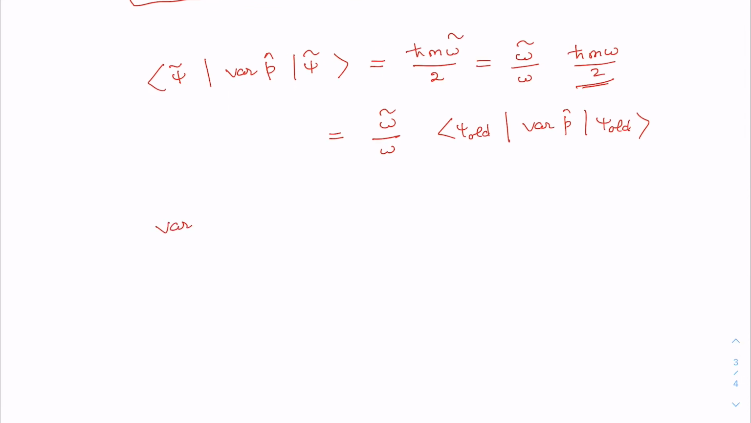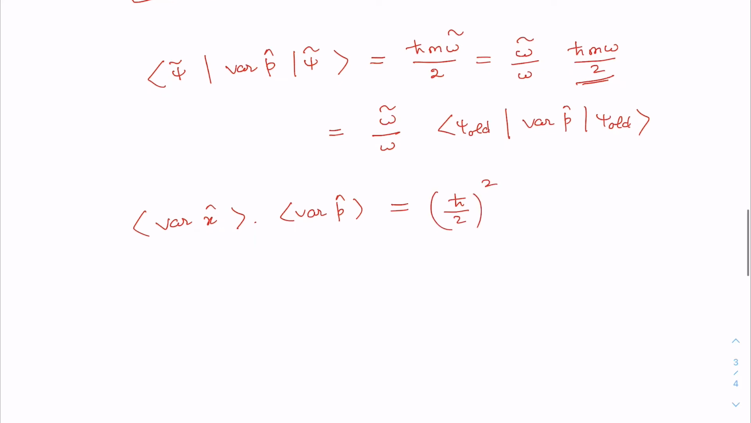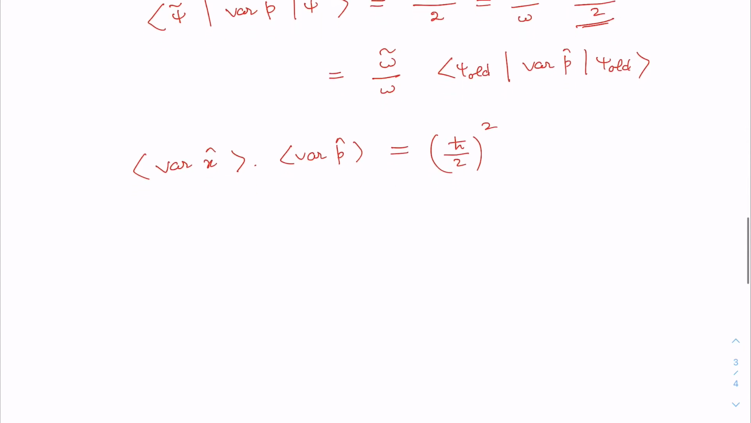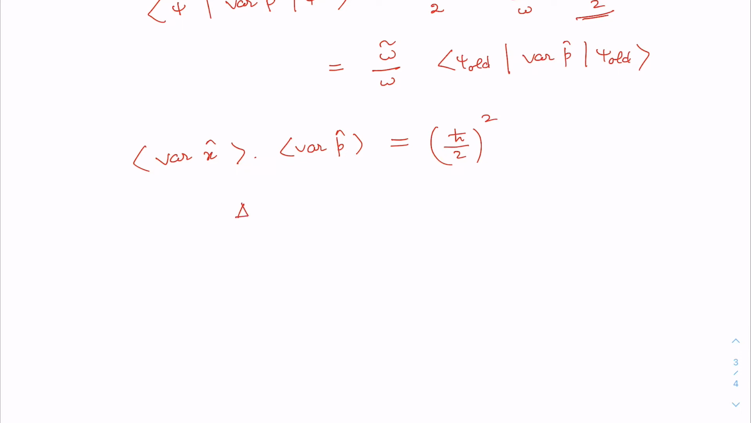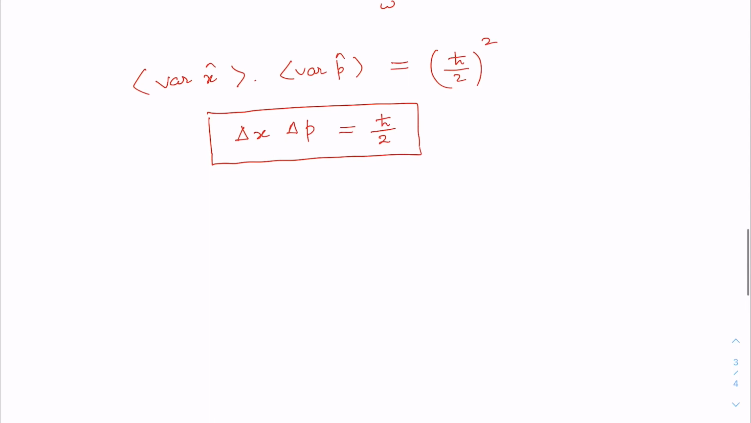However, you should note that the product of the variance of the position and the variance of the momentum would be constant, and that would be h cross by 2 whole squared. Okay, and this is basically the same as the original unsqueezed harmonic oscillator, and that means that the uncertainty product, delta x into delta p, is equal to h cross by 2, and this is still preserved. And actually because of that reason, both coherent states and squeezed states are called Gaussian states, because for Gaussian states the uncertainty product, that is uncertainty in position and uncertainty in momentum, is minimum, that is h cross by 2.